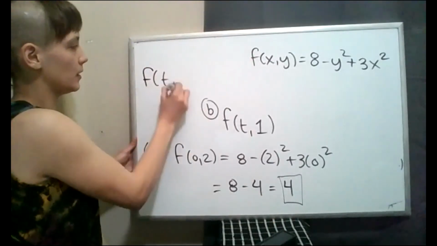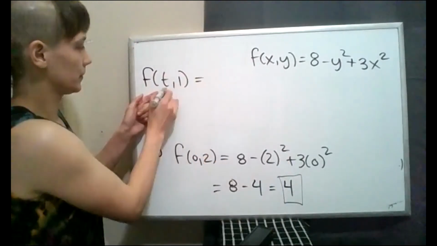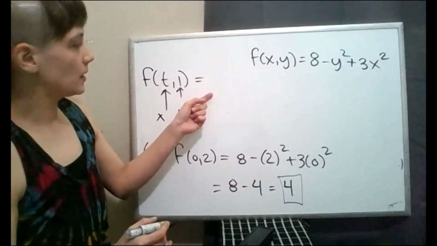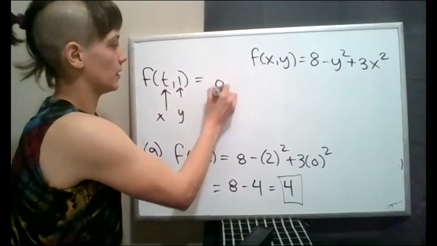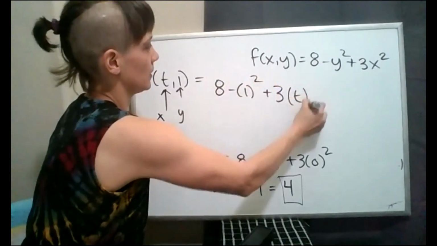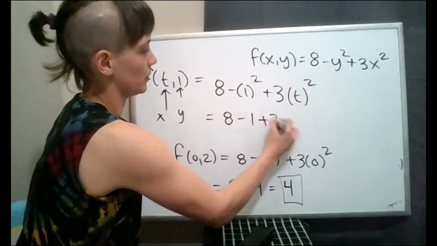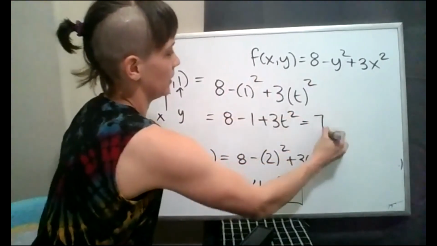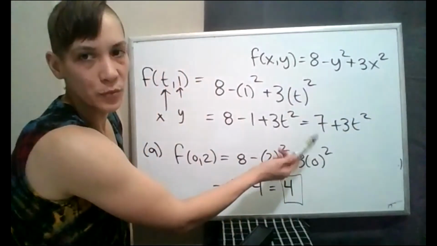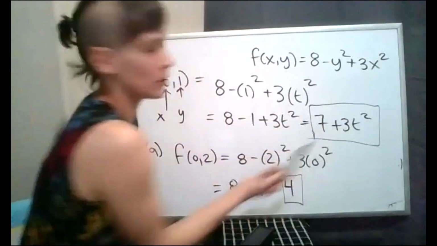f of (t, 1): 8 minus 1 squared plus 3 times t squared is going to be 8 minus 1 plus 3t squared. So I've got 7 plus 3t squared. Just some kind of parabola. We don't have to totally describe what's going on. You can just write that as your answer.